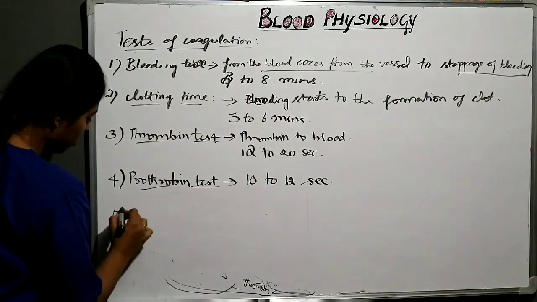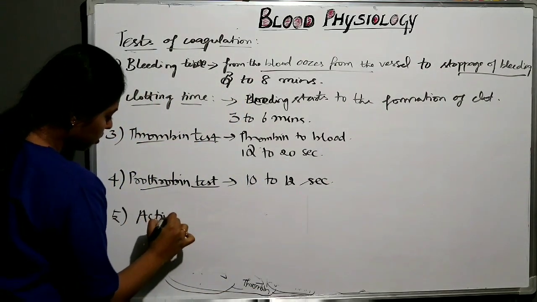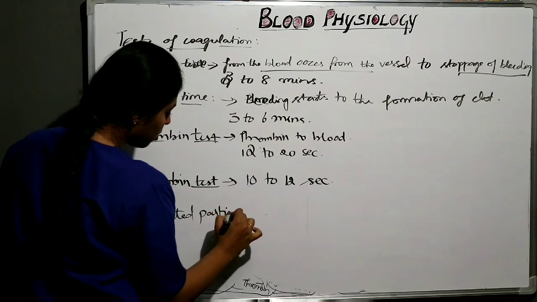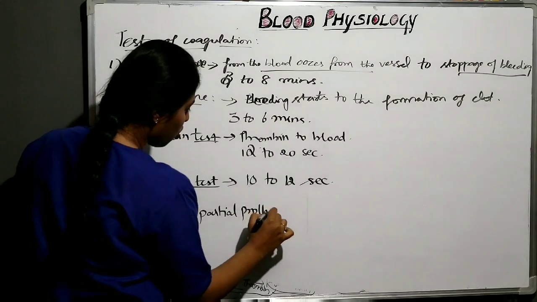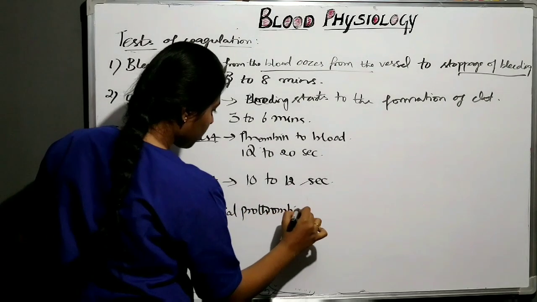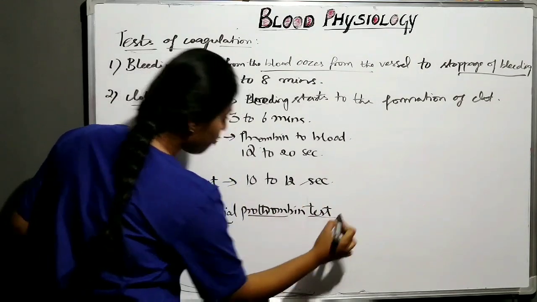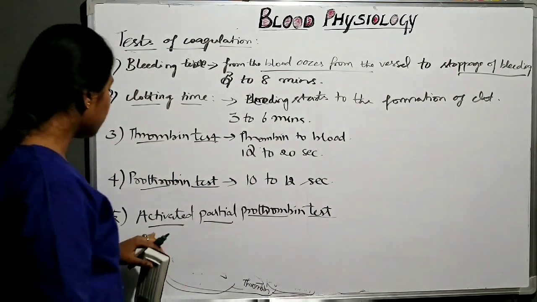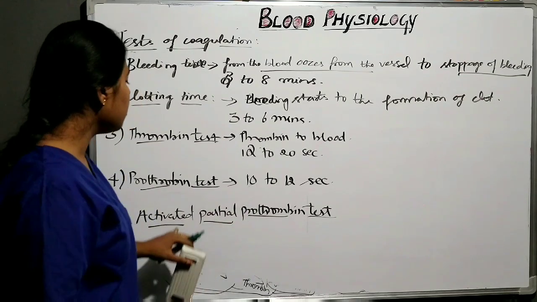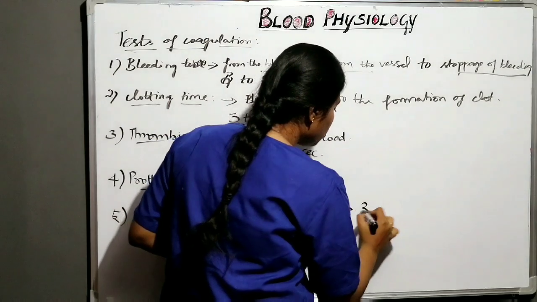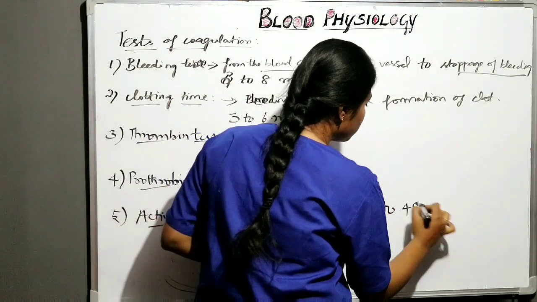Then activated partial prothrombin test. It is the time taken for the blood to coagulate after adding activated partial prothrombin to it. It is usually 30 to 40 seconds.